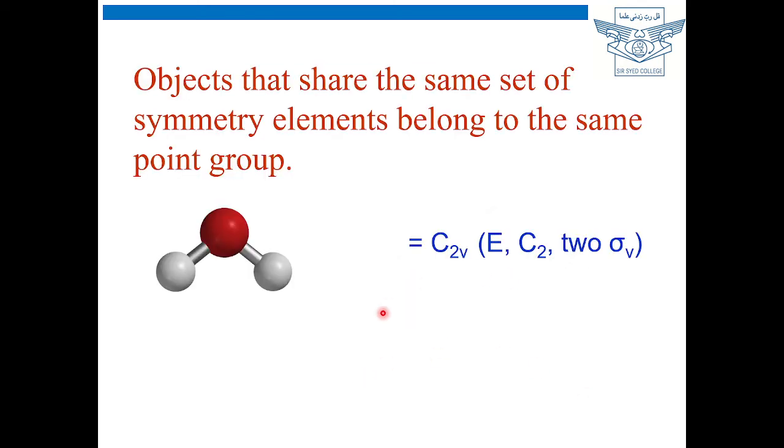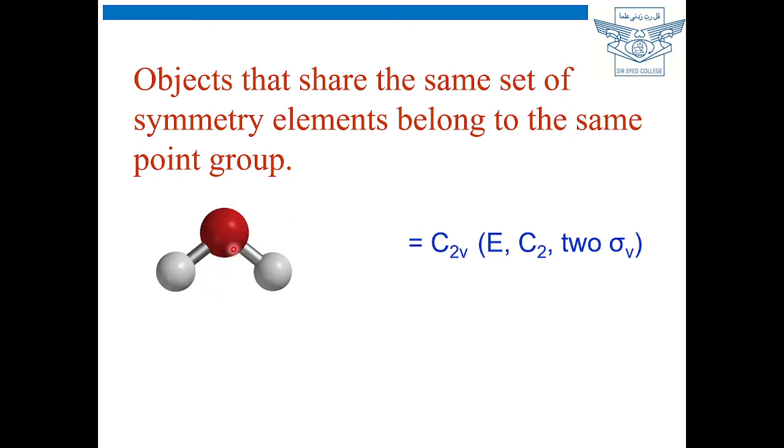Now let us see how we can group each molecule depending upon its symmetry elements. The objects that share the same set of symmetry elements belong to the same point group. We are coming to a new term called point group. Okay, point group. And this could be an example for a point group.